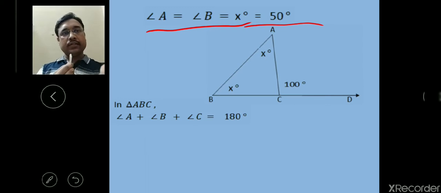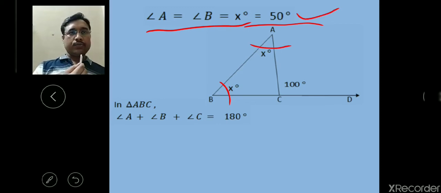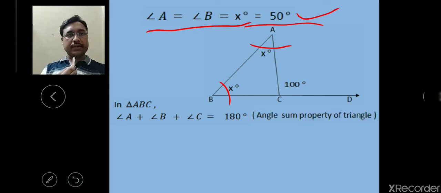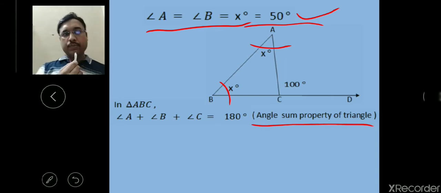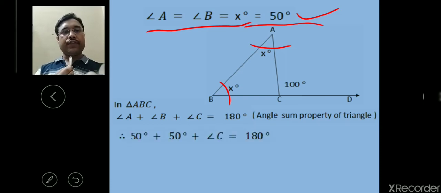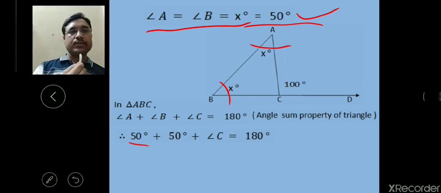Now we have found angle A and angle B. Angle A is x degrees, angle B is x, and both values are 50 degrees. Now in triangle ABC the three angles are angle A, angle B and angle C, and by the angle sum property of the triangle their sum is 180 degrees. Then angle A is 50 and angle B is also 50, which we have just found, and angle C you have to find.